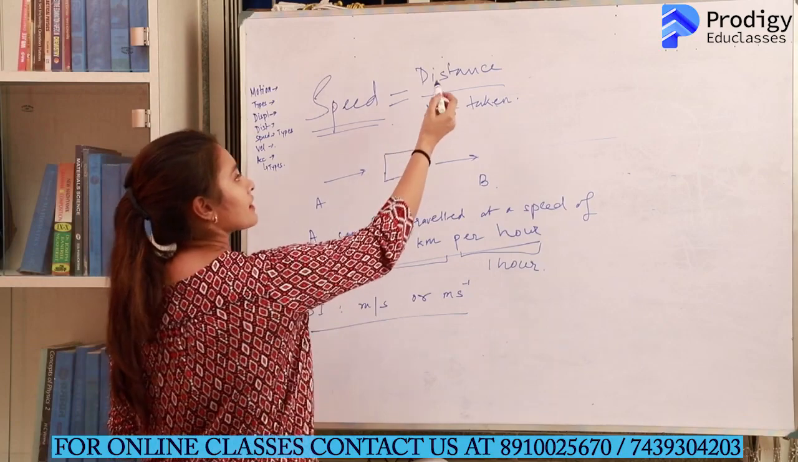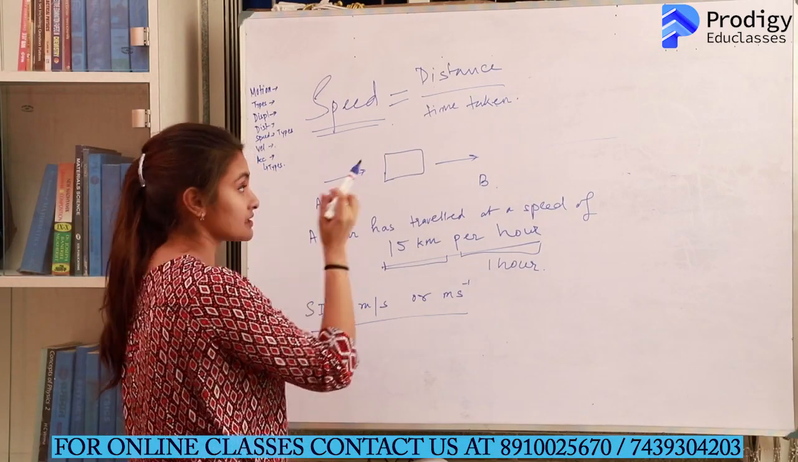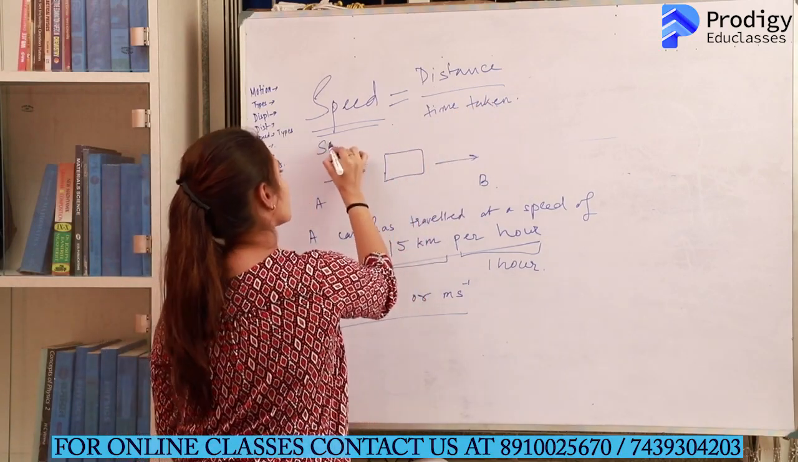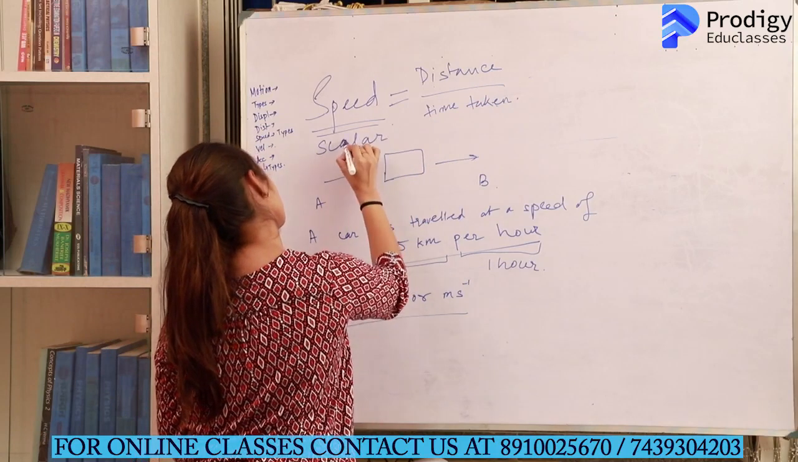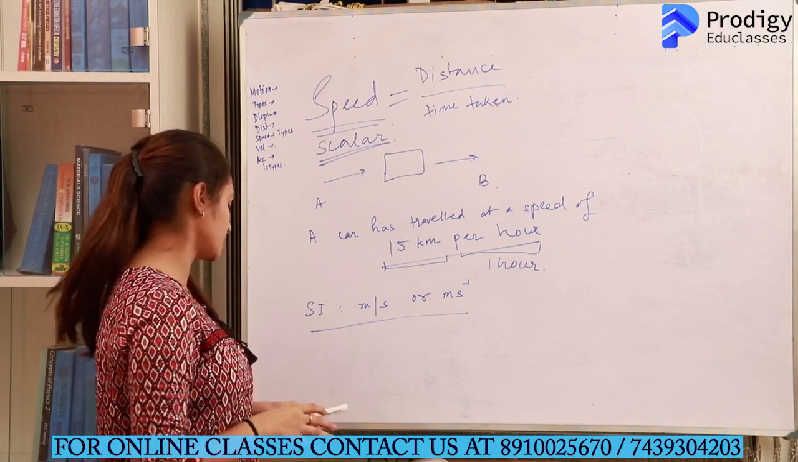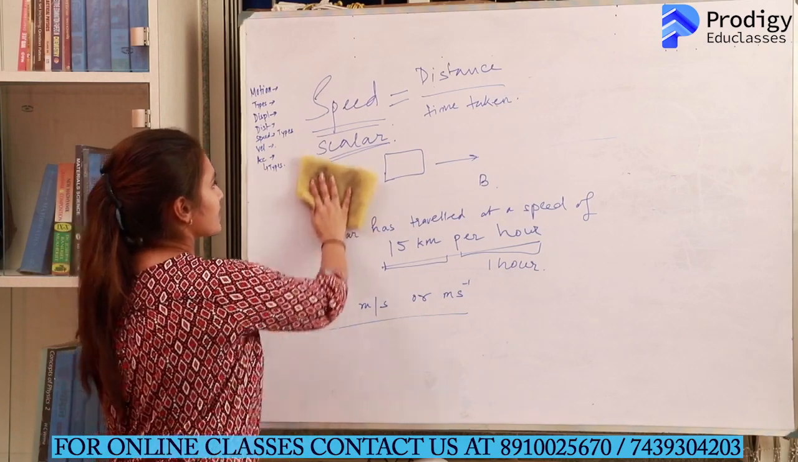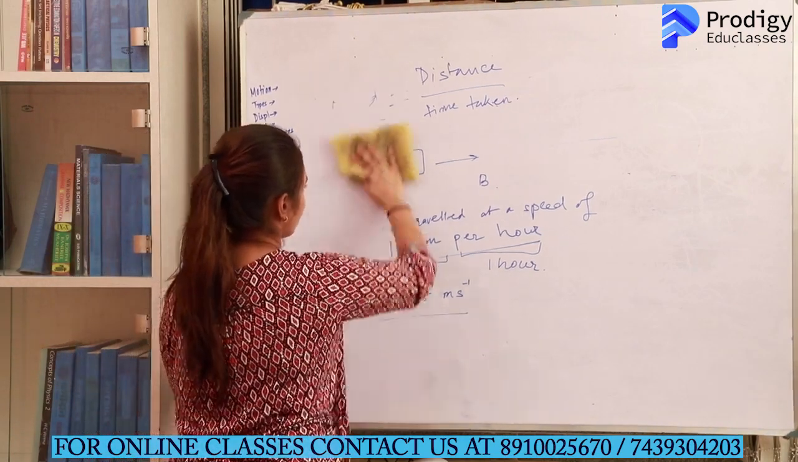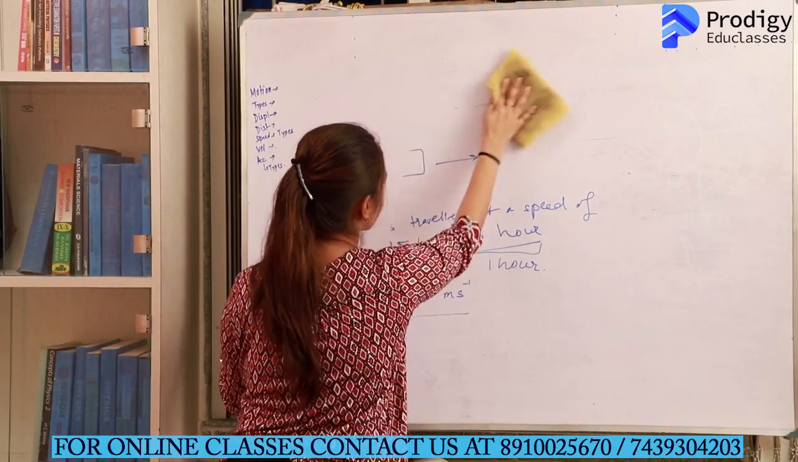Now speed, just like we studied previously that distance is a scalar quantity, is also a scalar quantity. I hope till now the scalar and vector terms are clear to you. Now the next term that we will face in this motion chapter is velocity.